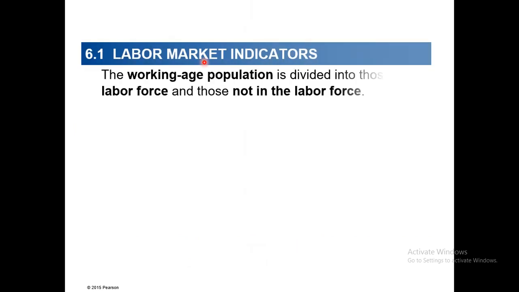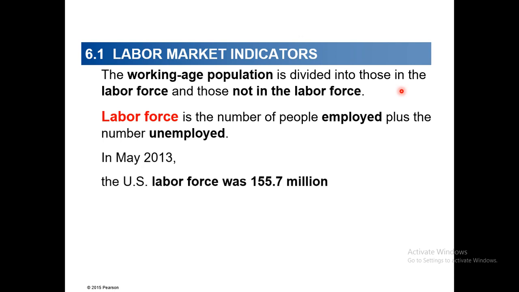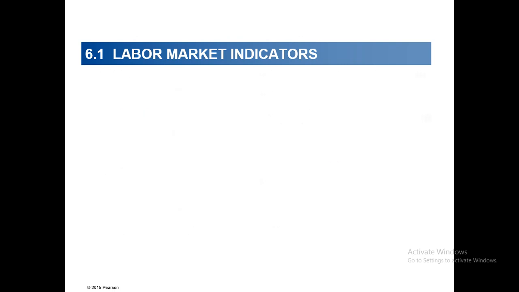Let's talk about labor market indicators. The working age population is divided into those in the labor force and not in the labor force. So labor force is the number of people employed plus the number unemployed. In May 2013, the US labor force was 155.7 million people, 143.9 million people were employed, and 11.8 million people were unemployed.